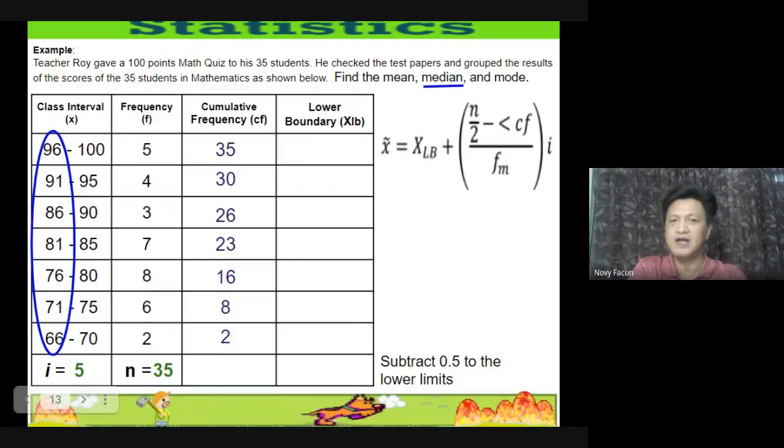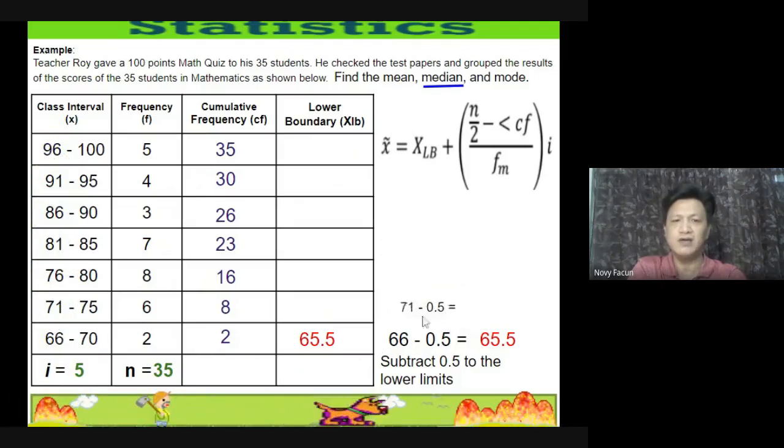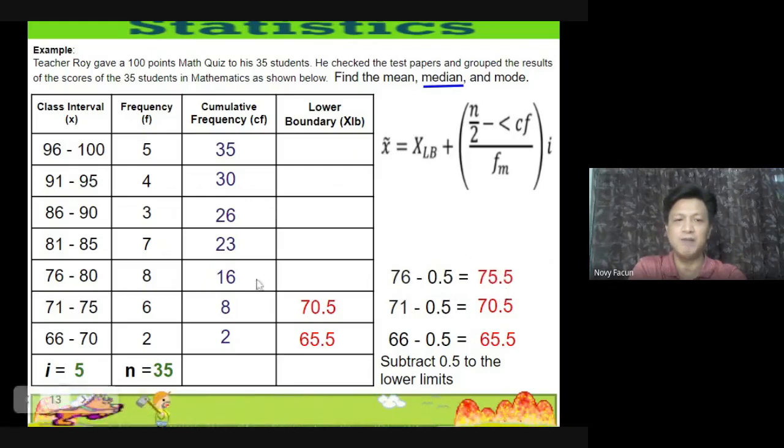Ibig sabihin niyan, magso-subtract lang tayo ng 0.5 sa bawat isa. Kaya nga that is 66 minus 0.5, that is equal to 65.5. Kaya yun po ilalagay natin dito sa unang lower boundary natin sa 66 to 70. And then the second one, same procedure natin, no? 71 minus 0.5, that is 70.5. Susulat natin dito. And then the third one is 76 minus 0.5, kaya that is 75.5. Susulat natin. And same procedure natin until you finish, magsu-subtract lang tayo ng 0.5 sa bawat lower limit natin.